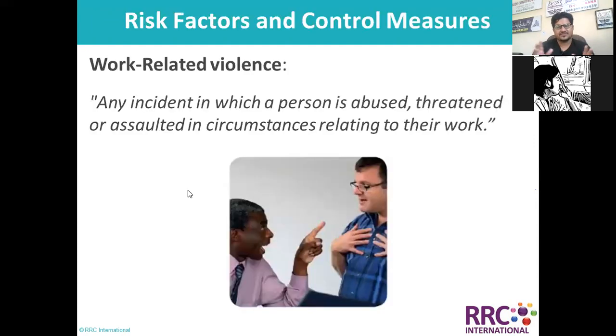It's a very sensitive subject for sure. Now, work-related violence: one picture is more loaded than 1,000 words. Look at the picture. Any incident in which a person is abused, threatened, or assaulted in circumstances relating to their work.